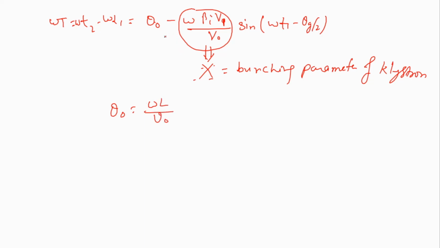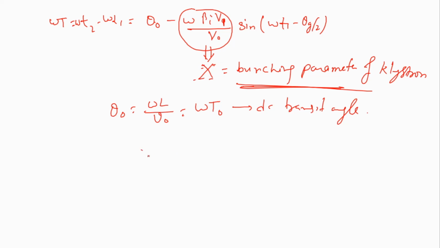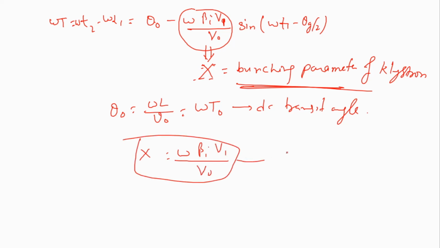If you substitute, omega L by V naught means omega T naught, because L by V naught was T naught value. This is called DC transit angle. So this is all about the bunching process. You just remember this X value for solving the problems. We will get the problems based on that. So X is equal to omega beta I V1 divided by V naught. This is the bunching parameter of the klystron.